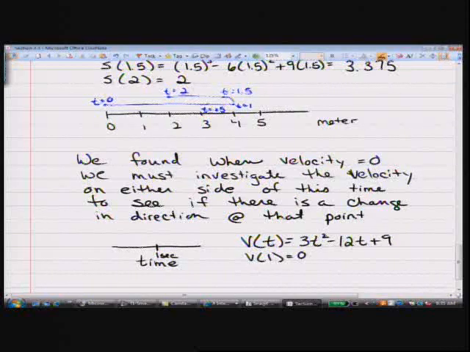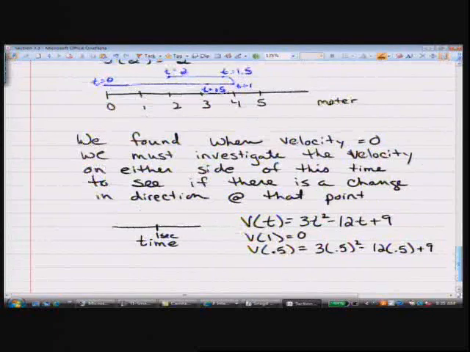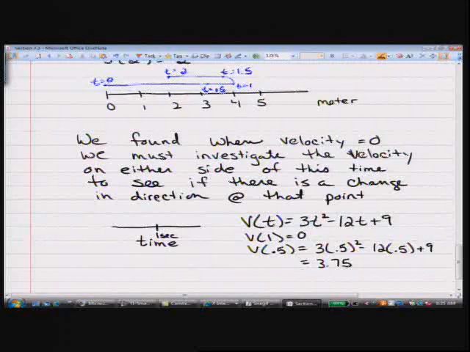So I want to pick a value to the left of 1, like 0.5. v of 0.5 is 3 times 0.5 squared minus 12 times 0.5 plus 9. And if you type that into your calculator, you should get 3.75. Okay? This is on the interval from 0 to 2 seconds. So I could have chosen any number from 0 to 1, and I will get a positive velocity value. And since it's positive, it means that it's going to the right.